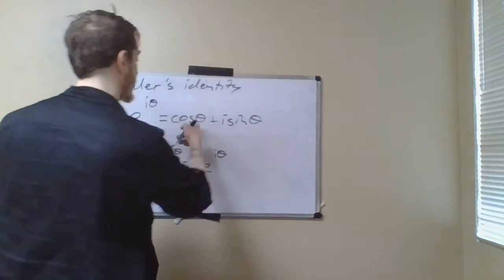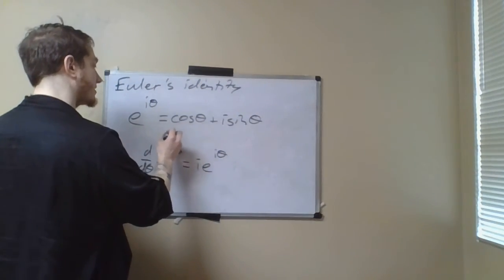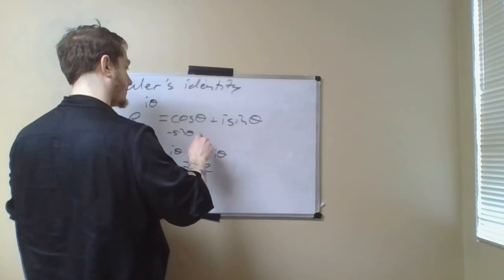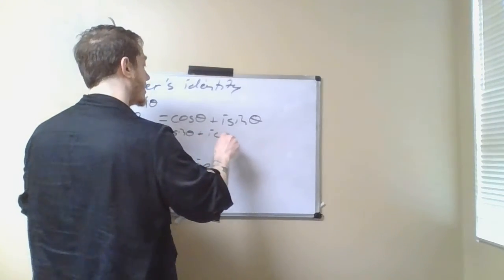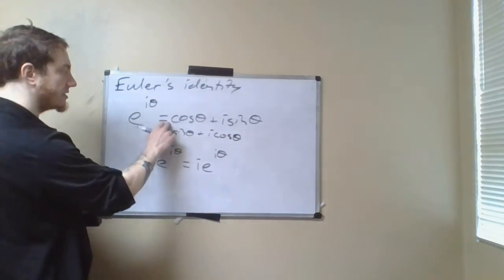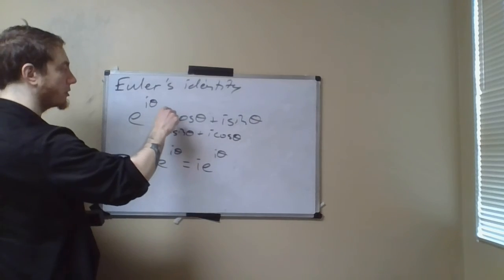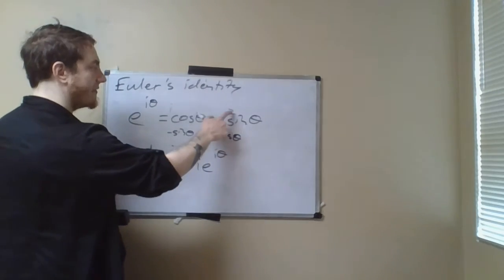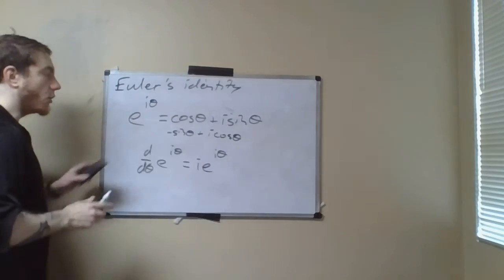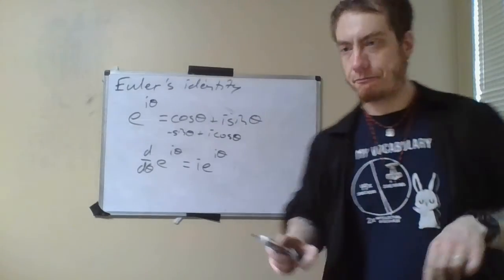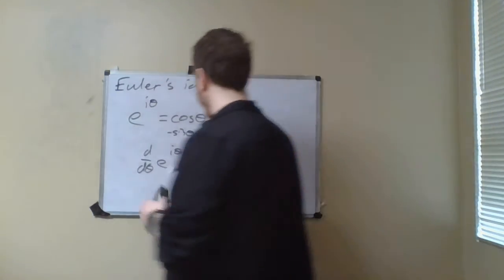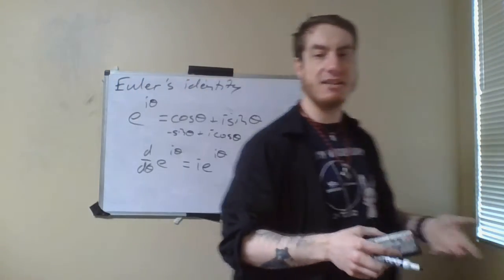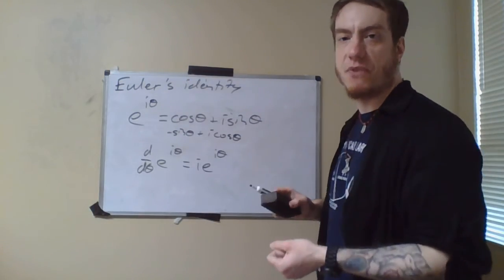And notice, by the way, the reason that this comes out to be true is because the derivative on this side would be minus sine theta plus I cosine theta. But that's actually this expression multiplied by I, because if I multiply by I, this becomes I cosine theta plus I squared sine theta, and that's just a negative sine theta. So they have the same derivatives. They both obey the same derivative property, and they both agree at a certain point. It turns out that in that case, they actually have to be the same function.